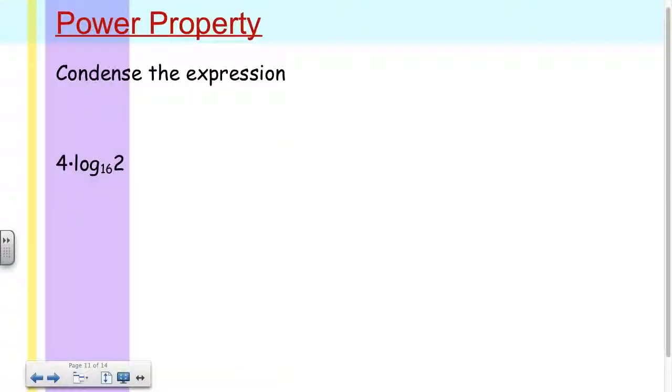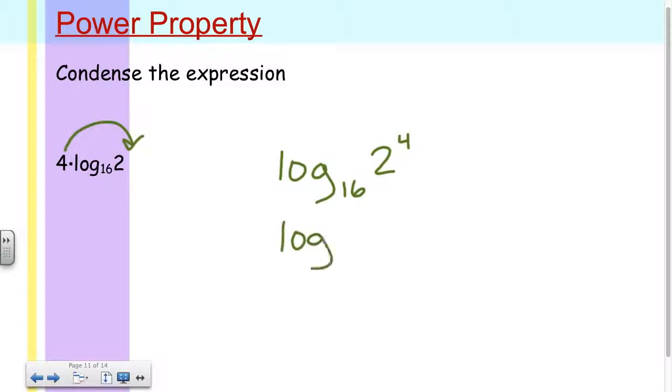If we take a look at another example, we're going to look in the opposite direction. We're going to condense this expression. We're going to use the power property in the opposite way. We're saying 4 times log base 16 of 2. We're going to take the 4 and move it into the logarithmic expression: log base 16 of 2 to the 4th. From there, we simplify that to log base 16 of 16. Now, like Mr. Yor had hit on before, when we have log base 16 and a 16 inside the logarithmic expression, the same exact number, that should reduce to 1.